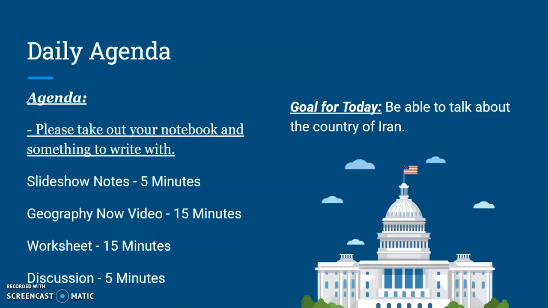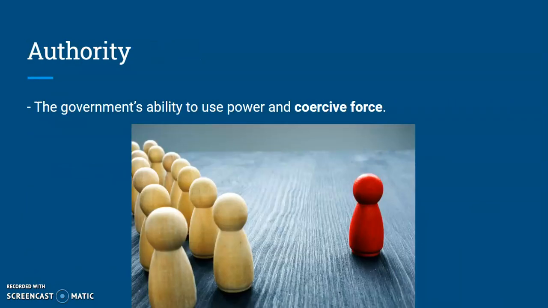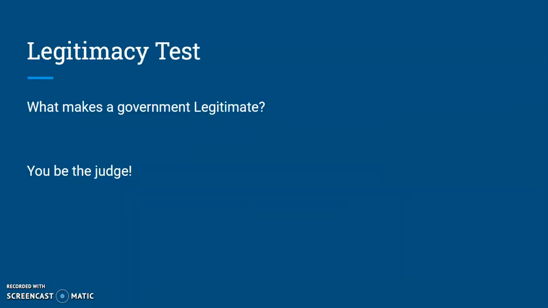Now, the test has to do with the other things that we've learned. In order for a government to be legitimate, one, it has to be accepted by a majority of people. Two, it has to fulfill the five purposes of government. And it also has to have authority. If I remember from our last lesson, authority is the government's ability to use power and coercive force. All of these things that we've talked about are coming together. So legitimacy, authority, the five purposes of government, and the five different types of power. If a government has all of those things together, it is a legitimate government.